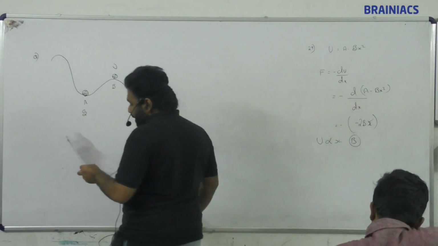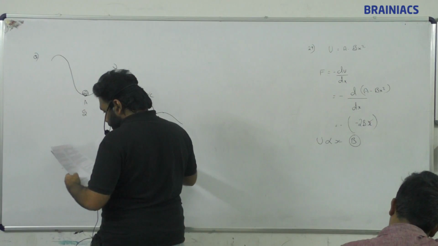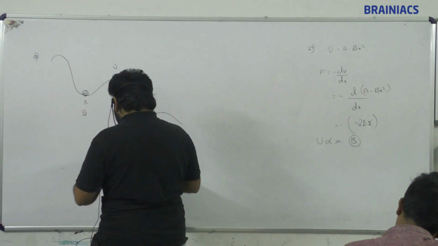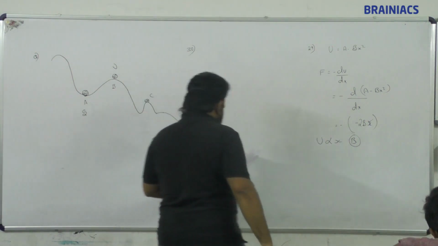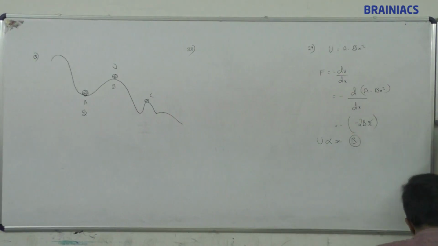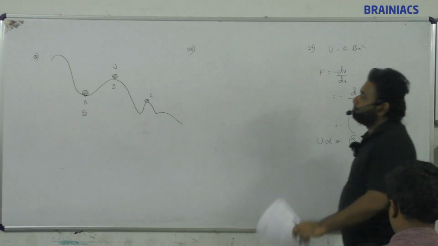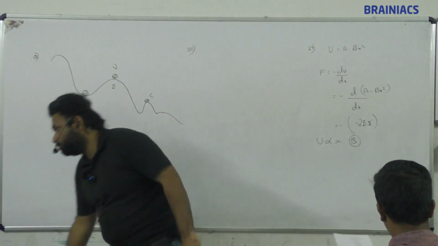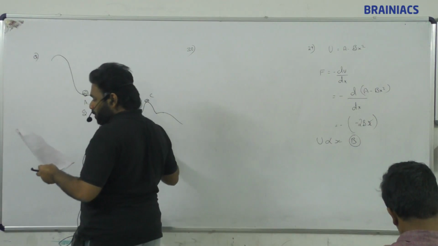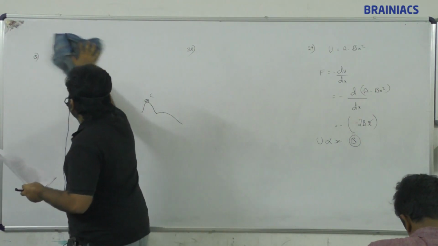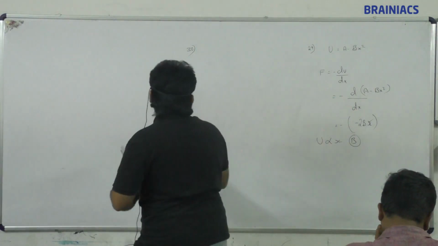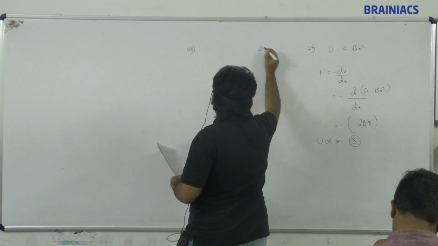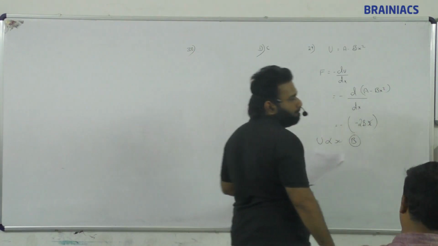Another question. Question number 30. The potential energy of a system is represented in the figure. The force acting on the system will be represented by option C. Okay, any other answer? Dharani gave option C. Any other answer? A.